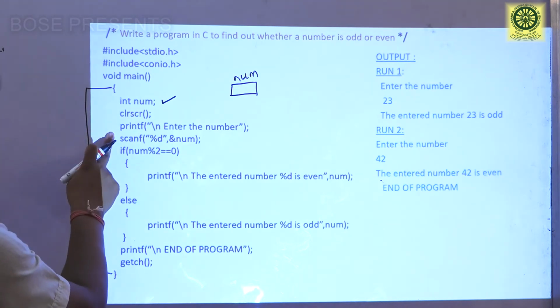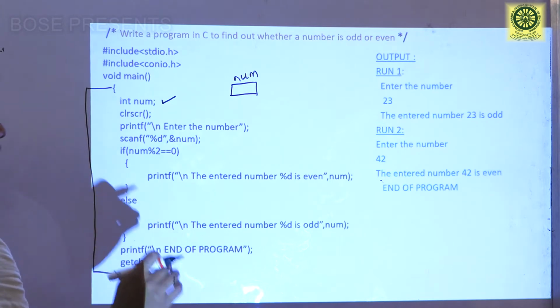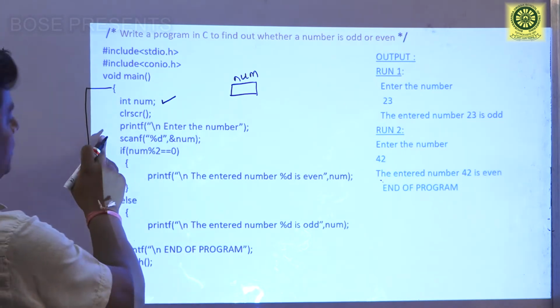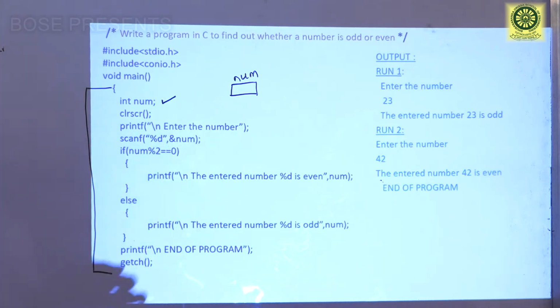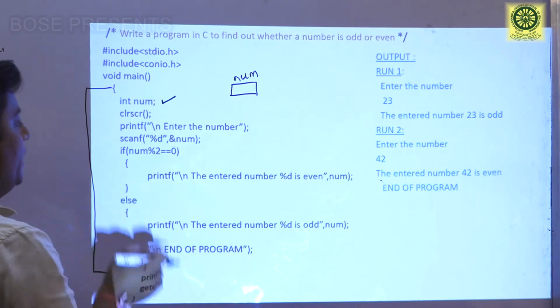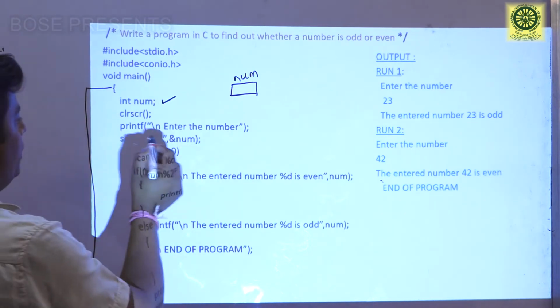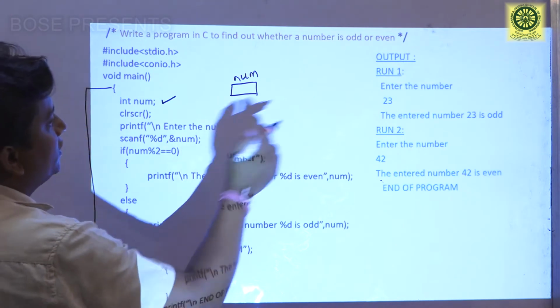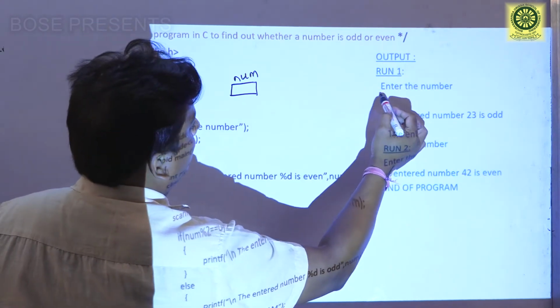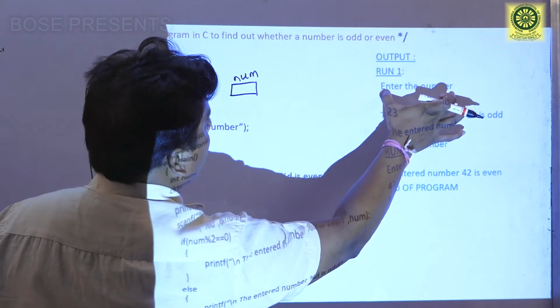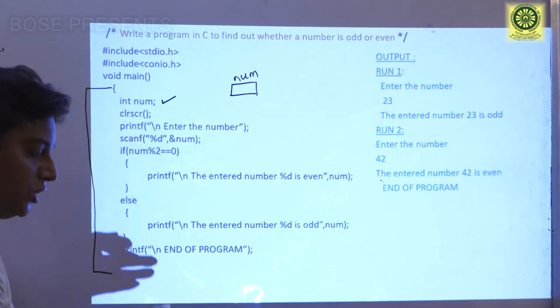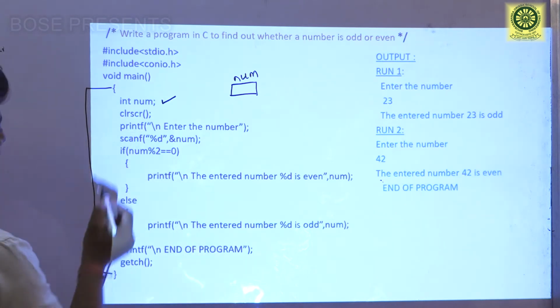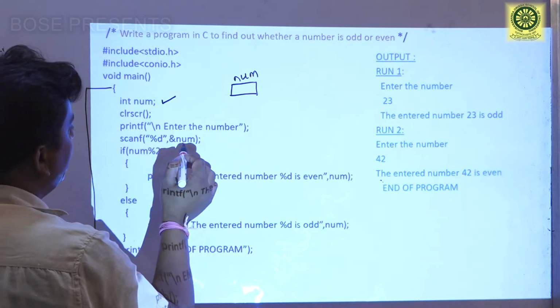And next come to the printf statement. It is message oriented. Whatever I write in this printf statement, as there is no conversion specification character, it can be considered as message oriented. The entire string will be printed in my output console. Here I have written enter the number. See, in the run one, the entire string enter the number is written, and it will pause until the user can give an input. And the next line is scanf %d and &num.